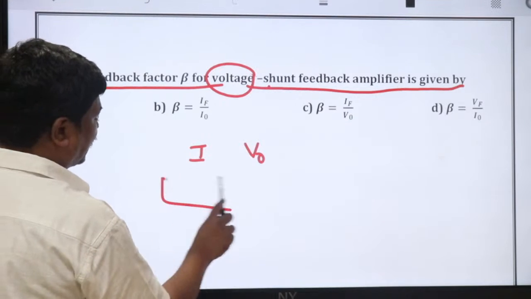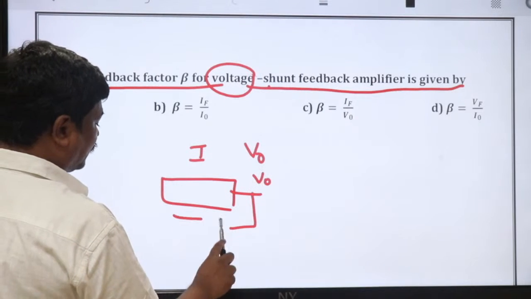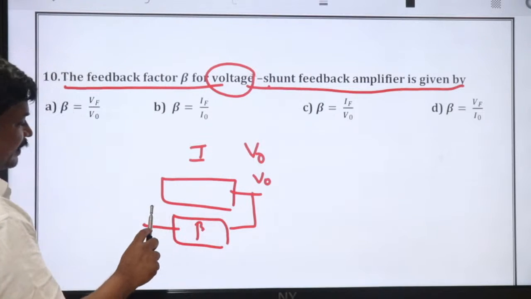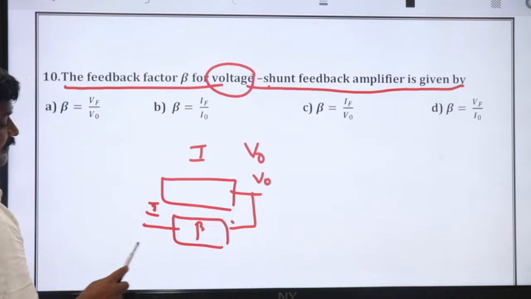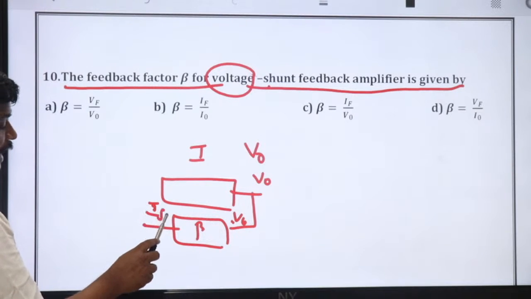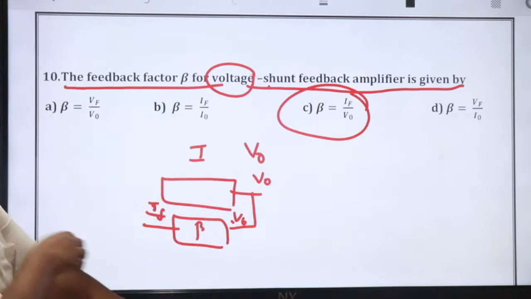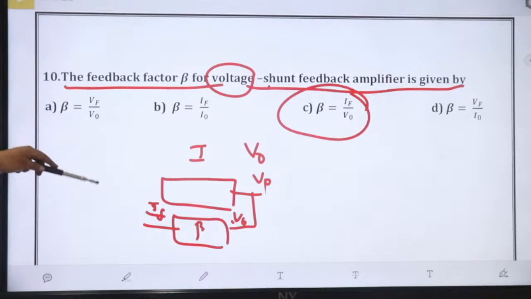This is our feedback amplifier. Output is voltage, and this is the feedback factor beta. Feedback factor beta, shunt means current. Current by voltage. This is the voltage you are taking, this is the current. So IF by V naught. Beta is equal to IF by V naught. Okay? Next question.